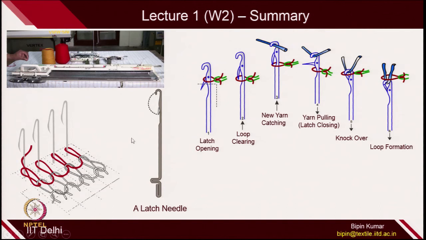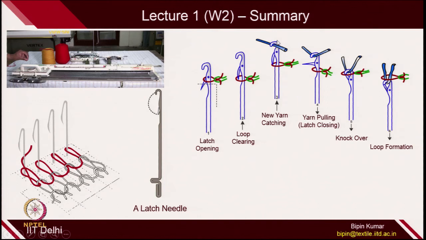During this loop formation, the latch needle has to go through certain movements. It starts from latch opening because of the old loop. We also discussed how the latch in the needle is self operating. So the old loop simply slides down the latch to open it. Then the loop gets cleared. Once the loop gets cleared, the head of the needle is free to catch the new yarn.